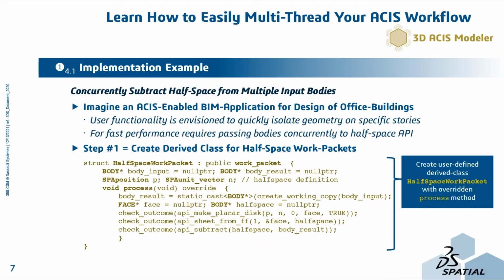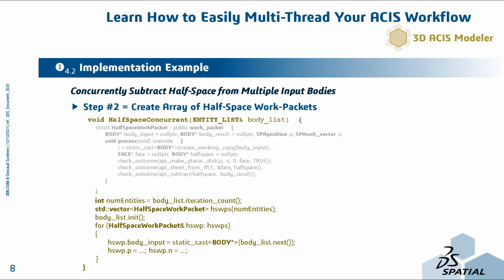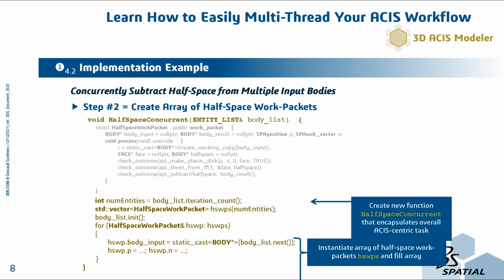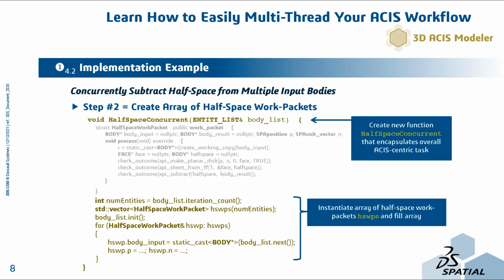The implementation also defines a new process method for creating the half space and then subtracting it from each input body. The second step entails the instantiation of an array, HSWPS, of half-space work packet objects of type half-space work packet using the standard template library. The array is then sequentially filled by initializing every work packet with one input body and the half-space position and normal. In addition, a new function called half-space concurrent now encapsulates the first two steps for modularization purposes.